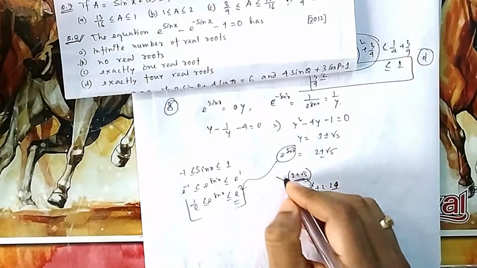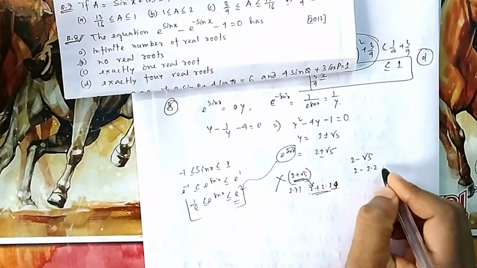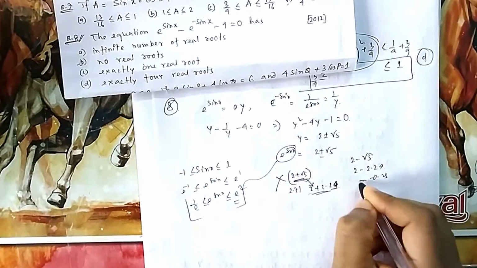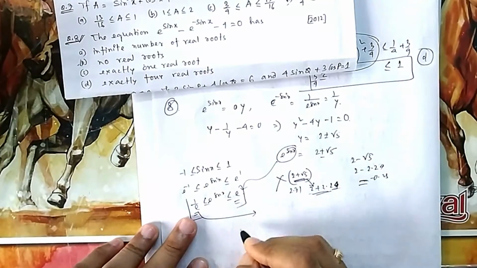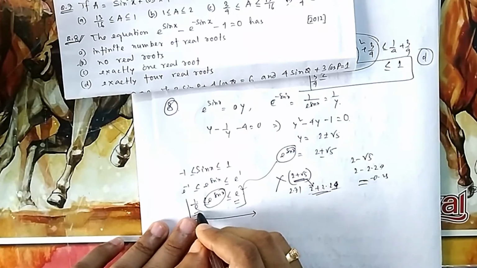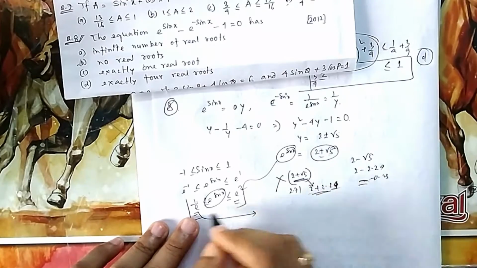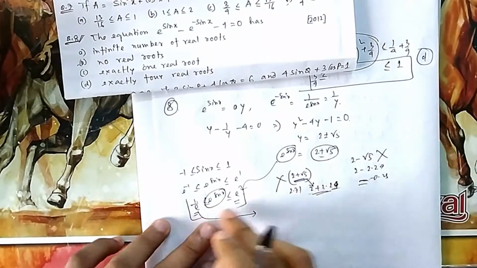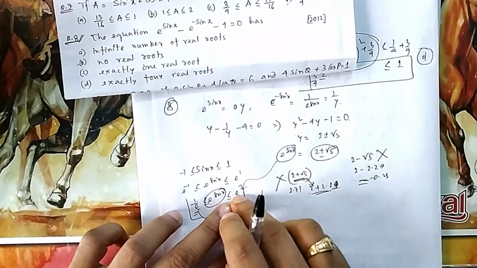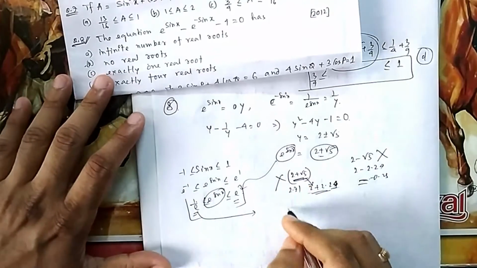So obviously it cannot be. If I take 2 minus root 5, it will be 2 minus 2.24, that is negative. And the lowest value is 1 by e, which is also not negative. So e to the power sin x can take values from 1 by e to e. But here I got 2 values: one is negative, so it is not possible, and the other, 2 plus root 5, goes beyond this range, so it is also not possible. That means no solution, no real roots.